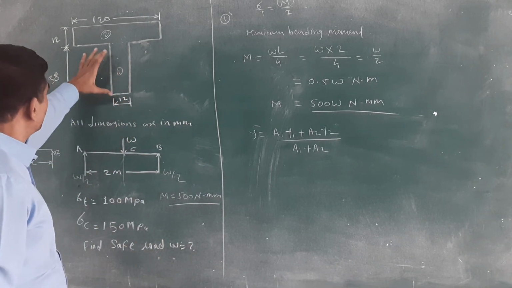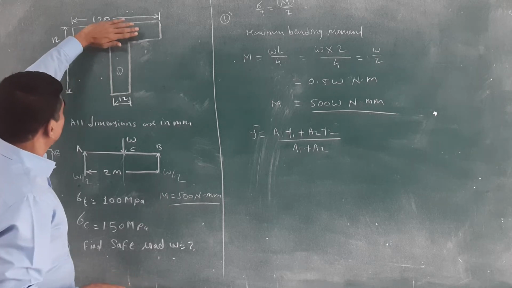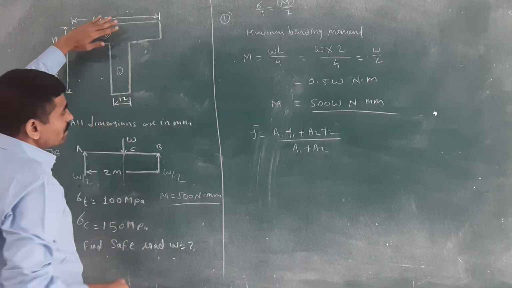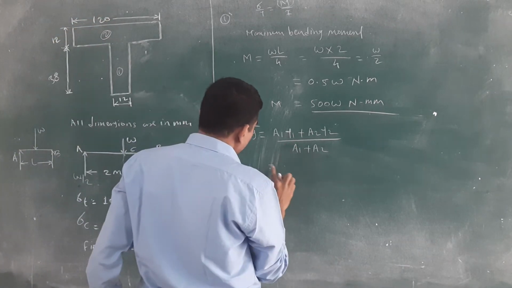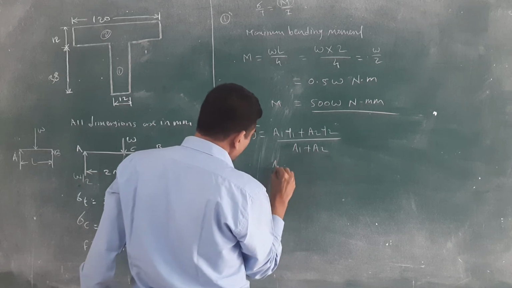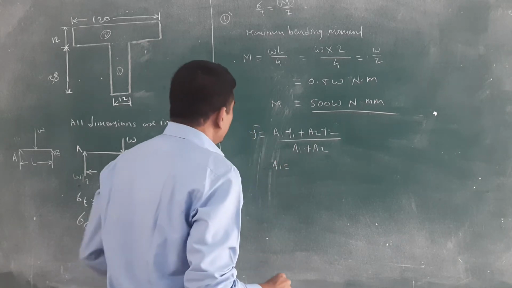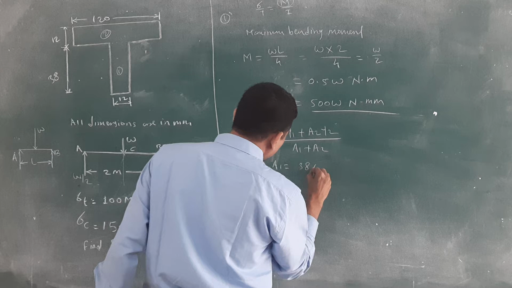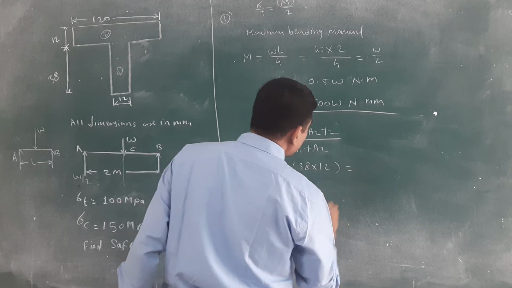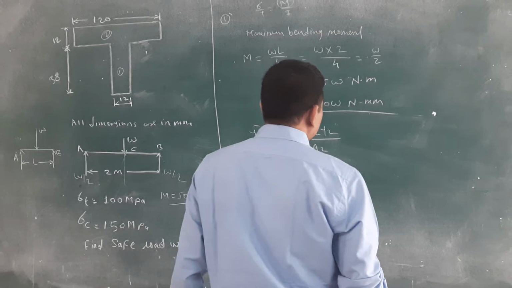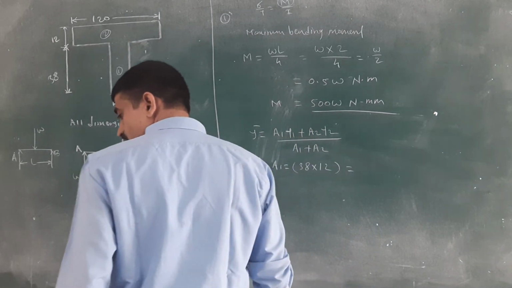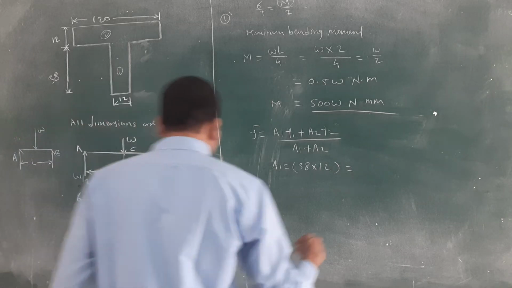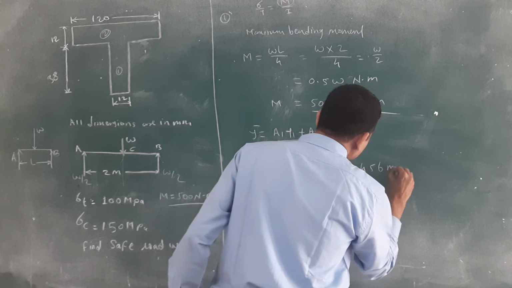How to calculate a1 for the first part? We will consider only the web. Depth is given as 38 and width is given as 12. First calculate these values one by one because we will require them. A1 is equal to 38 into 12, which gives 456 mm square.